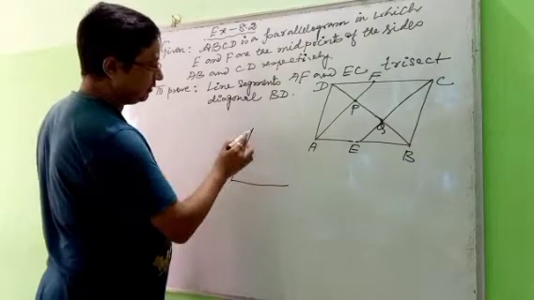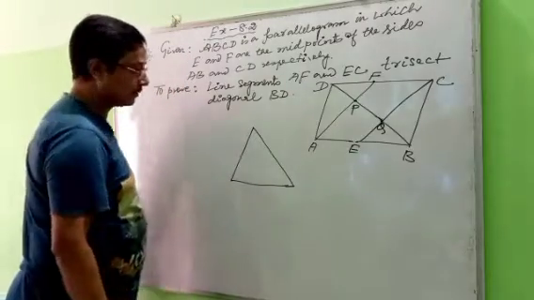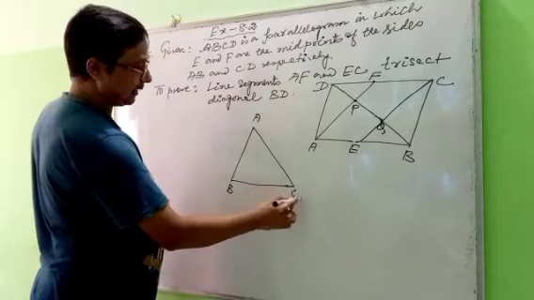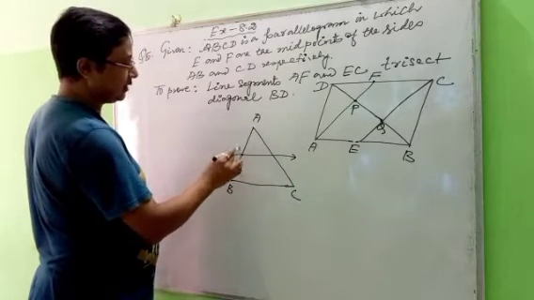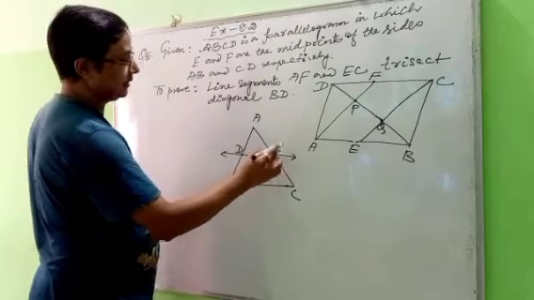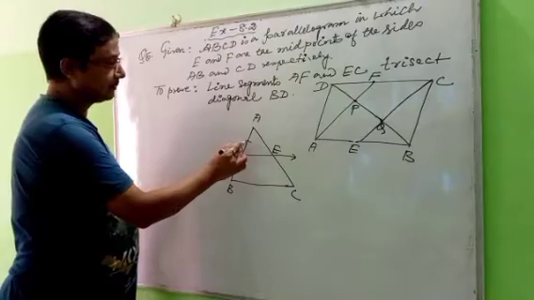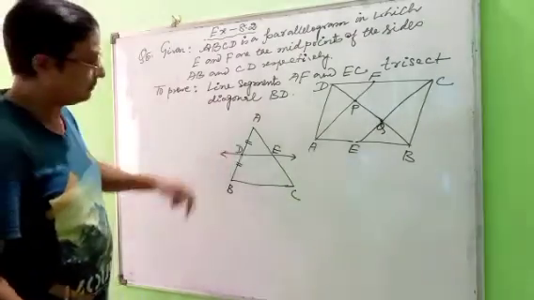Now, as you have learned one of the theorems, supposing this is a triangle, you have learned the converse of the midpoint theorem. Say this is triangle ABC, and here a line is drawn. Say this is point D and this is point E. Now let us assume that D is the midpoint of the side AB. That means AD equals DB.